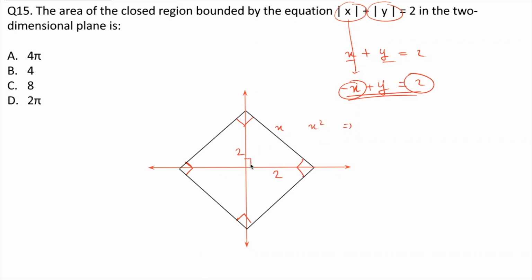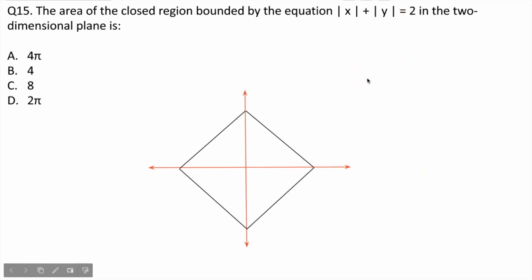Now by Pythagoras theorem, x square will be equal to 2 square plus 2 square, that's equal to 4 plus 4, that's equal to 8, right? So side square is equal to 8, and that's the answer to your question. The area of the region is 8.